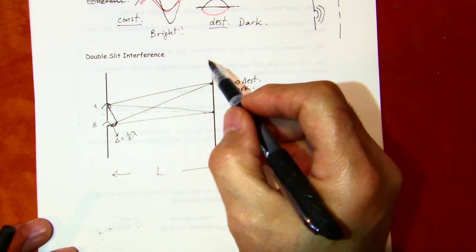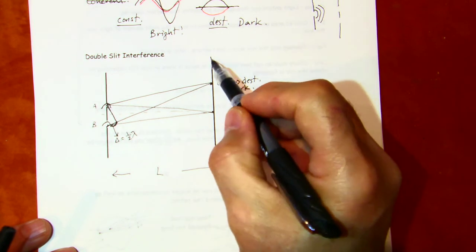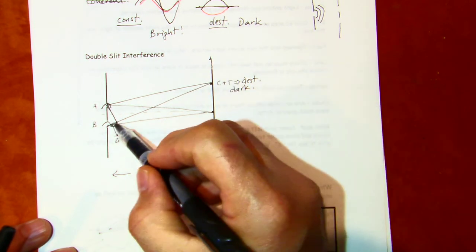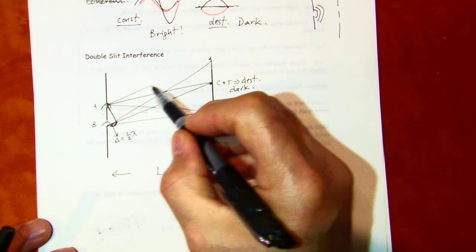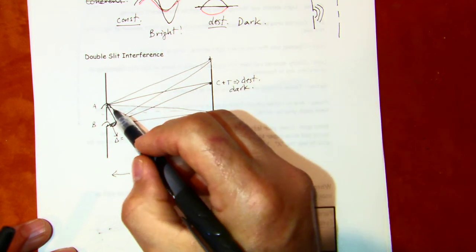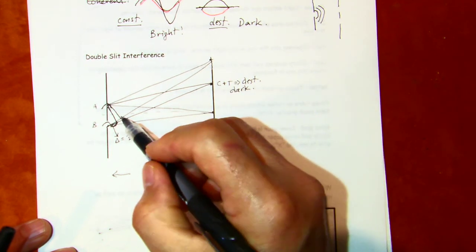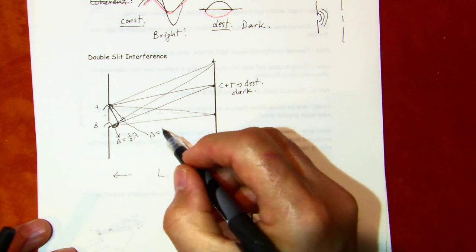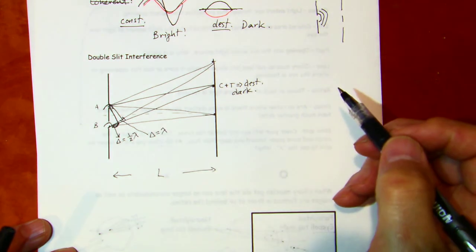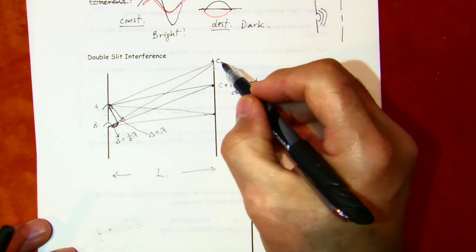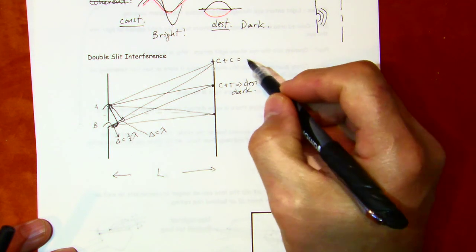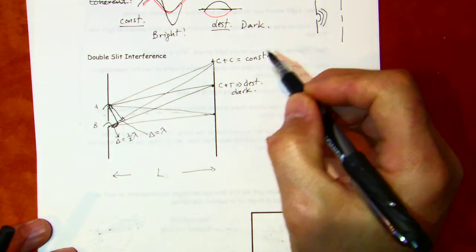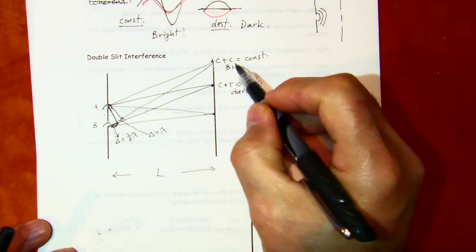Okay, let's pick another spot. I'm going to extend this up here now, and now let's go up to here. Now let's say the path difference is, instead of half a wavelength, a full wavelength. Then you will get a crest plus a crest, and you'll get constructive interference, and you will get a bright spot.